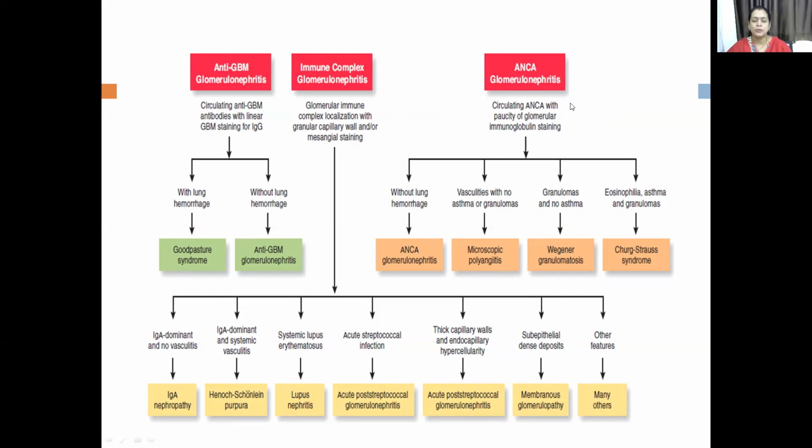The ANCA glomerulonephritis, if associated without lung hemorrhage, is ANCA glomerulonephritis. Vasculitis with no asthma, no granulomas, is called microscopic polyangiitis. Remember, vasculitis, microscopic polyangiitis without asthma. Granulomas, no asthma, it is Wegener's.